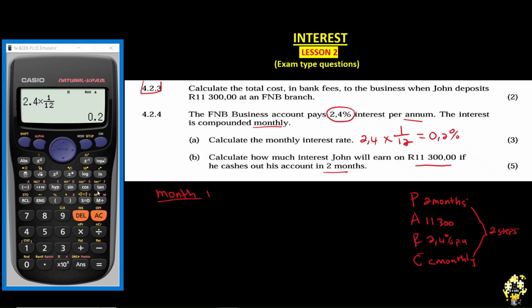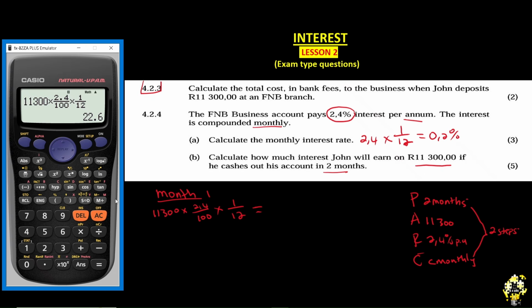What happens in month 1? Well, in month 1, we are going to take the principal, which is 11,300. We are going to multiply it by the interest, which is 2.4 over 100. We are going to multiply it by 1 over 12 because it is compounded monthly. Now let's go and see what we get. 11,300, multiply it by 2.4 over 100, and then you multiply that by the compound.